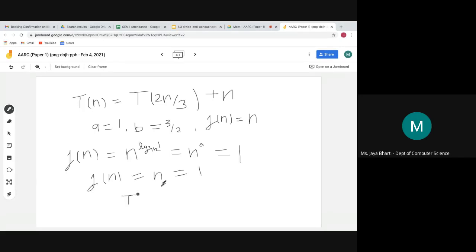So T of n is equal to theta of f of n. f of n वैल्यू कितनी है? n है. Solution will be theta of n only. Okay.